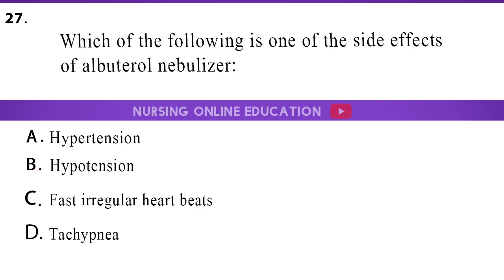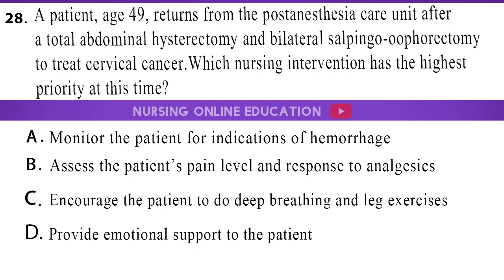27. Which of the following is one of the side effects of albuterol nebulizer? A. Hypertension, B. Hypotension, C. Fast irregular heartbeats, D. Tachypnea. The answer is option C, fast irregular heartbeats.